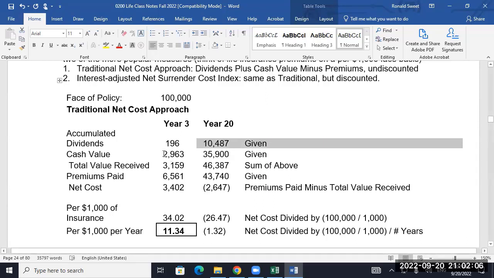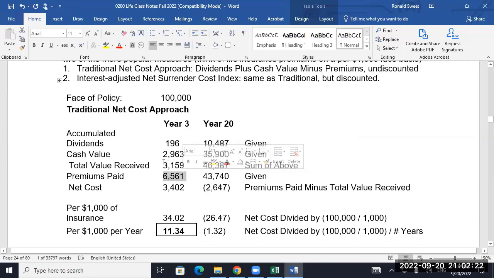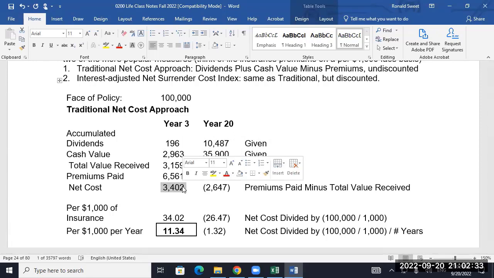Your cash value at the end of year 3 is $29.63. At the end of year 10 or 20, it's $39,000. So you receive the dividends and the cash value is yours. So that's how much you're receiving. How much did you pay? Well, after year 3, you would have paid $6,561. You would have received $31.59. So your net cost would have been $3,402. So essentially the dividends and the cash value is cutting your costs in half.